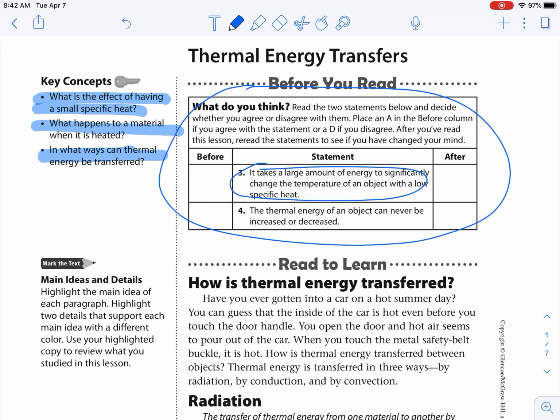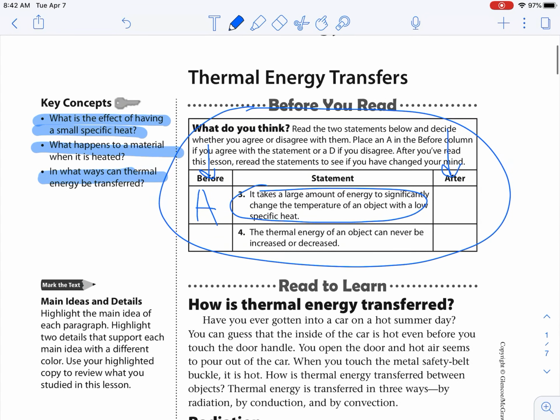So you're going to put in each box an A if you agree. So before, if you agree, you would put A, or a D if you disagree. After you read it, you come back and you put in what you think now. So maybe you agree with that still after you read that.